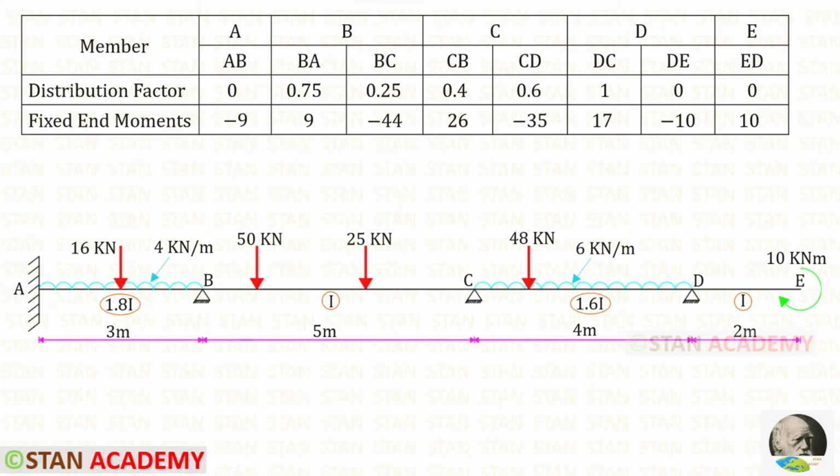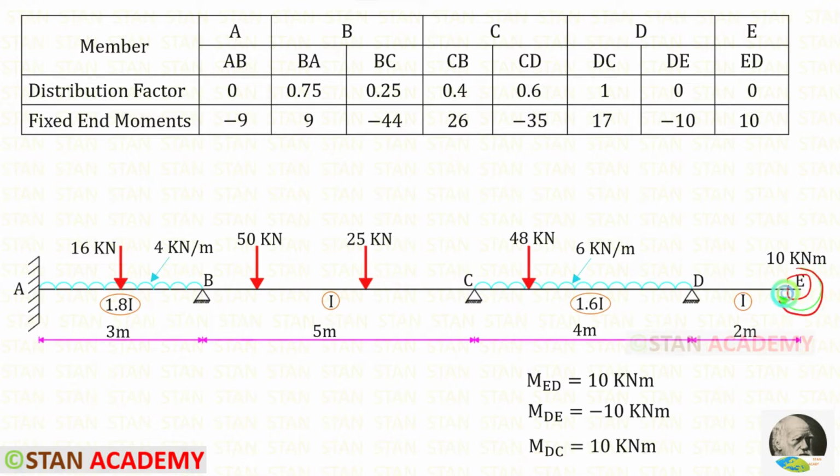In the table, first let us enter all of the members. Then let us enter the distribution factors. Then let us enter the fixed end moments. For DE, we have found the final moment that is minus 10. Let us apply that. In the point E, we have a clockwise movement. We can take this movement as the moment ED. Since it is acting in the clockwise direction, it should be applied as positive.